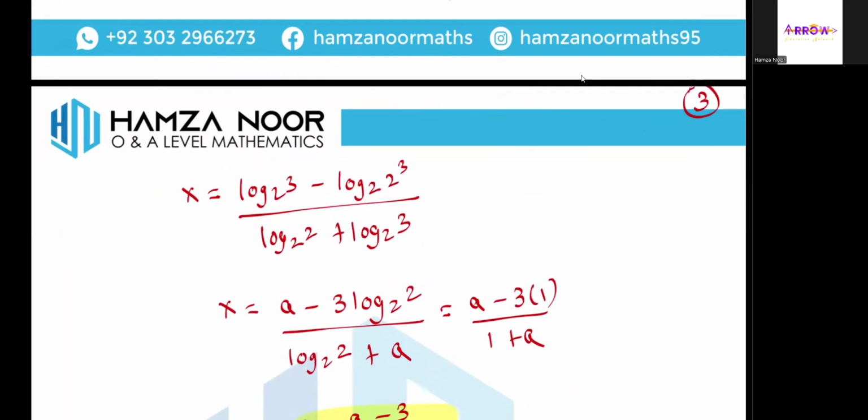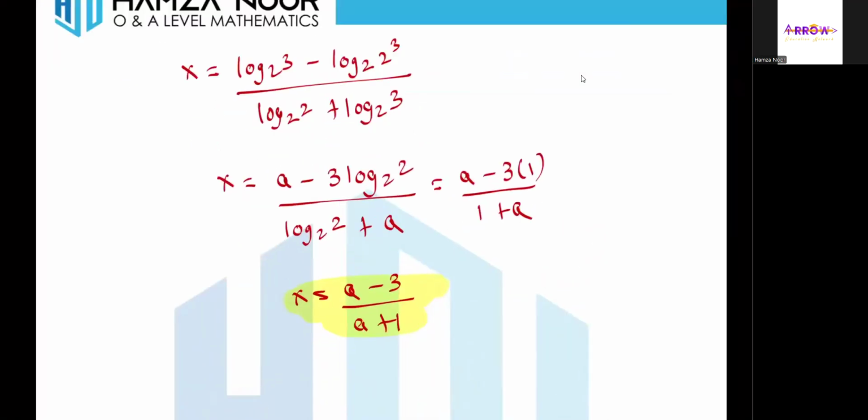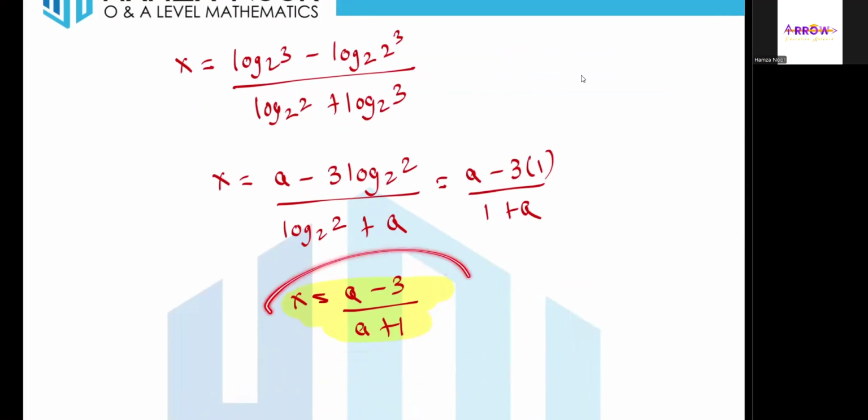Now in the next step, I can use the power law, and wherever I see log with base 2 argument 3, I will write a over there. So a minus 3 times log with base 2 argument 2, divided by log with base 2 argument 2 plus a. And since log to its own base is equal to 1, log with base 2 argument 2 is replaced with 1 in the very next step. So a minus 3 times 1 divided by 1 plus a, and therefore x is equal to a minus 3 divided by a plus 1 is your answer.